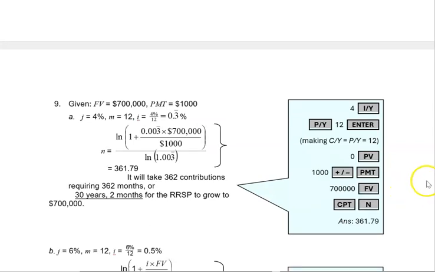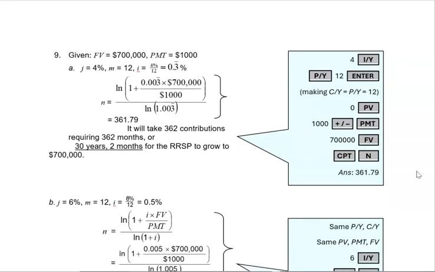So under the first scenario, we have an interest rate of 4. We put our information in our calculator and we get the number of payments of 361.79. Remember, you must round up to make sure that we get exactly, if not more, than what we're looking for. So it's 362 contributions, and that's months. So you can divide that by 12 to figure out how many years and months, and it'll take 30 years and 2 months to grow.